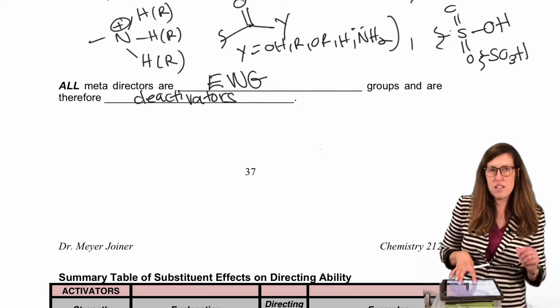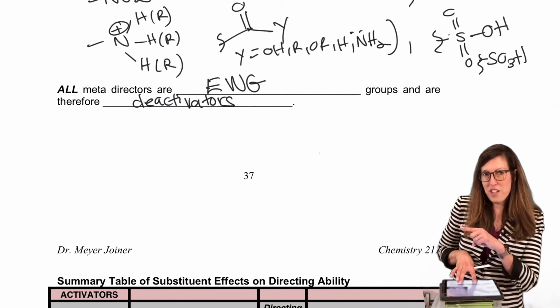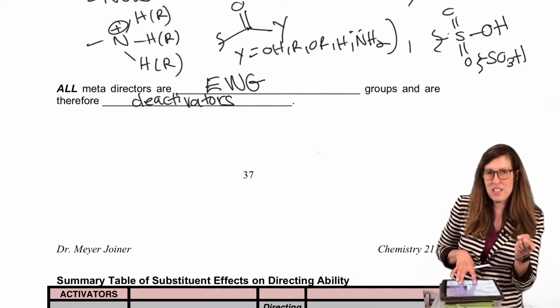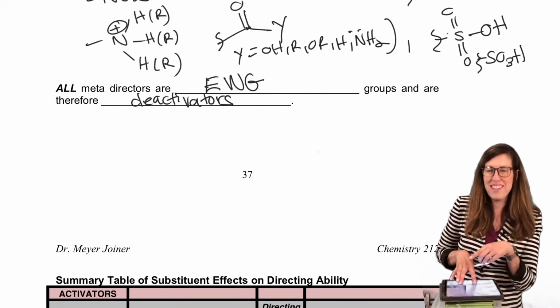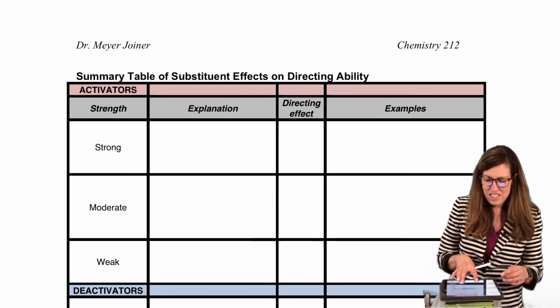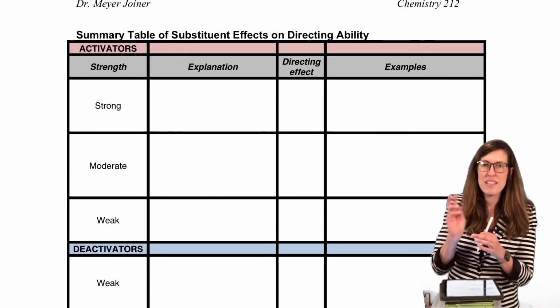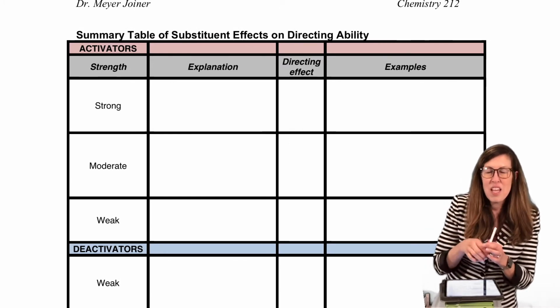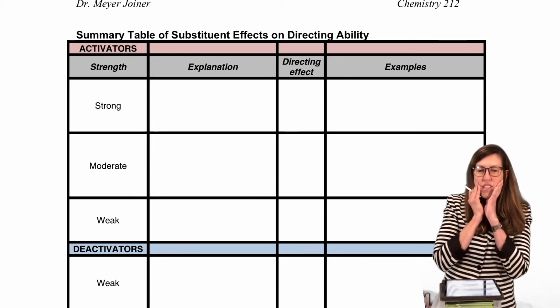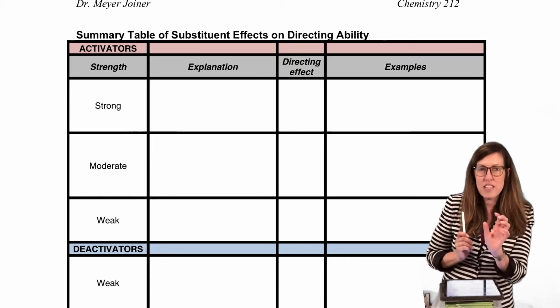Unlike the ortho-para director, which happens to have the strange cousin deactivator in its family, the halogen. Let's summarize this all just so we can recognize them, because we're going to be throwing benzenes at you with the groups on them, and you're going to have to stop and think and say, okay, is this activating the ring? Is it deactivating the ring?